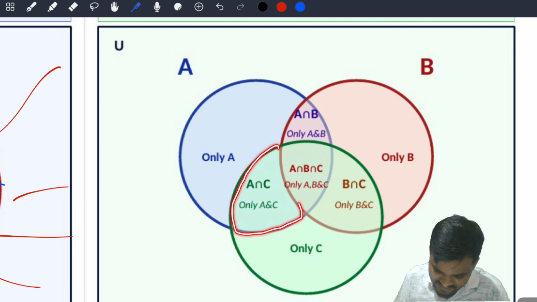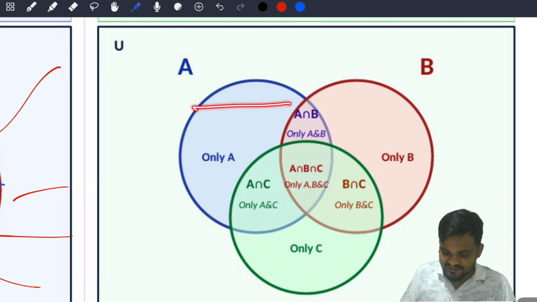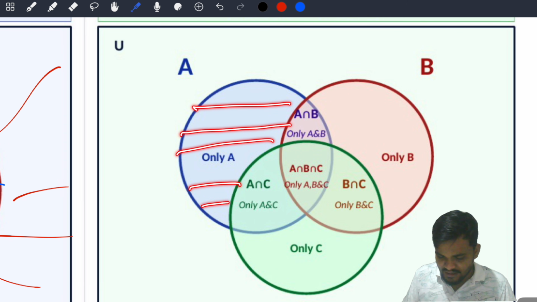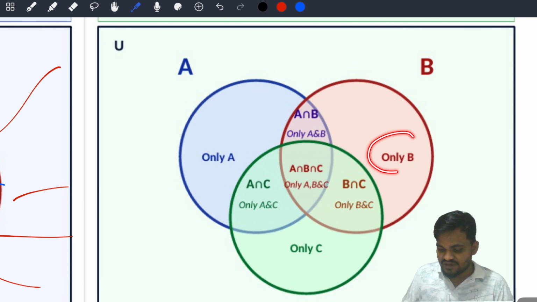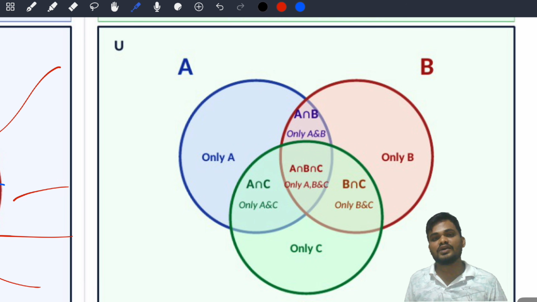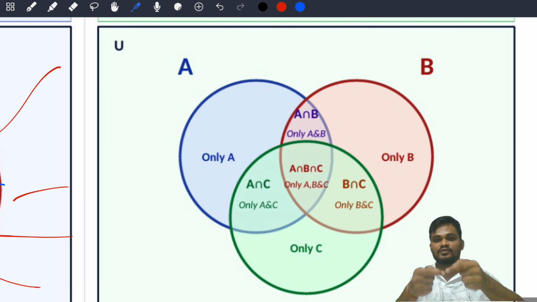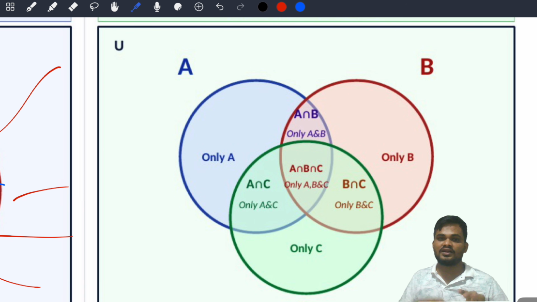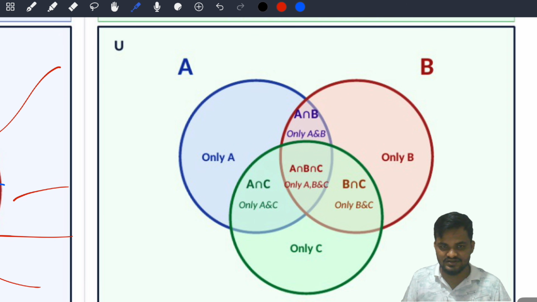So this is the only region where we can say the elements present are only A and only B. Similarly, this region represents only A and C, this region represents only B and C, and this region represents only A, this region only B, and this region only C. I hope you understood. Think for a while, then proceed. So all three sets' intersection, then three two-set intersections, then only three sets. I think you understood this.